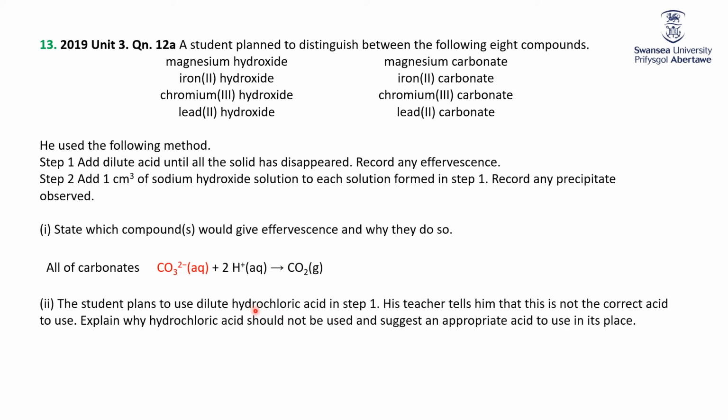Now we're using dilute HCl in step one. The teacher tells them that's not the correct acid to use. Why would you not use hydrochloric acid? Well, because hydrochloric acid, the anion, is chloride, and there are insoluble chlorides as possibilities. Lead has an insoluble chloride, for example. So therefore, any time you're using an acid to get effervescence, you should use nitric acid because all nitrates are soluble.